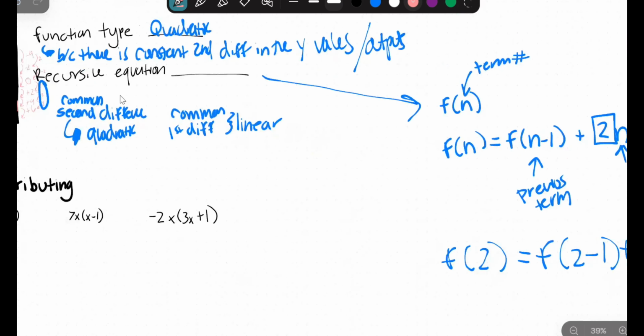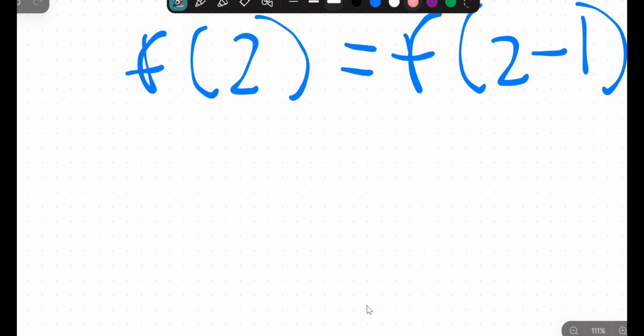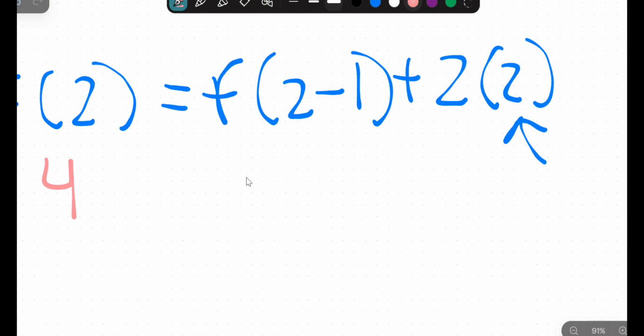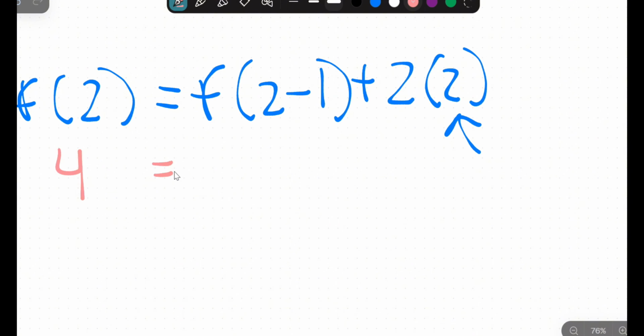So let's see if my equation works. Okay, so this should be 4, right? We solved that. We didn't solve that. We saw it on the table. Okay, so f of 2 minus 1, that becomes f of 2. That's not f of 2. I lied to you guys. That becomes f of 1 plus 2 times 2, that's 4.